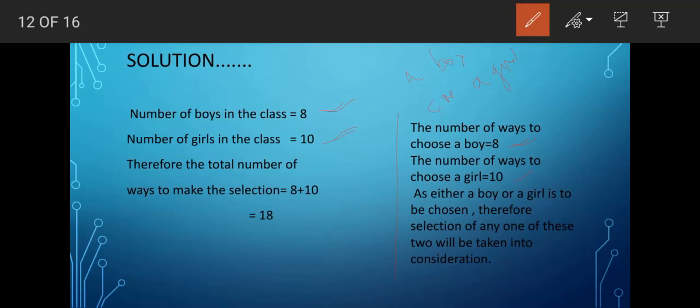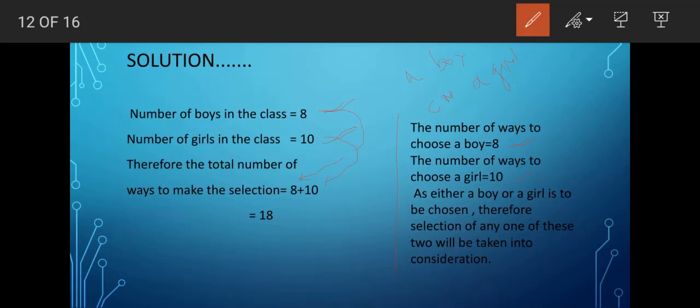Therefore, the total number of ways to make the selection will be what? From the boys we have 8 options, and from the girls we have 10 options. So when we combine these two, in total 18 options are there. That means in total in the class there are 18 students.